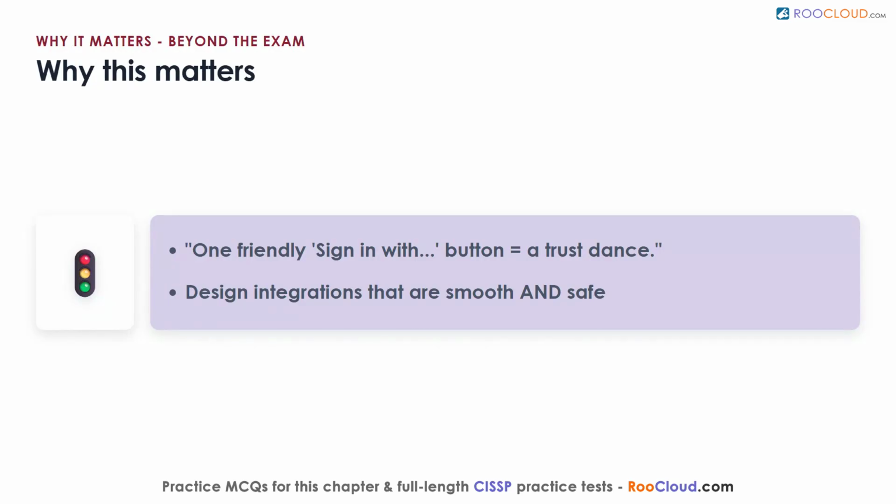Because you will design logins that touch other companies you do not control. Picture a travel booking app that lets users sign in with an existing email provider. Behind that one friendly button sits a careful dance of trust between separate organizations. Understand the dance, and you build integrations that are both smooth and safe. Miss it, and you either frustrate users or leak credentials across systems that should never share them.